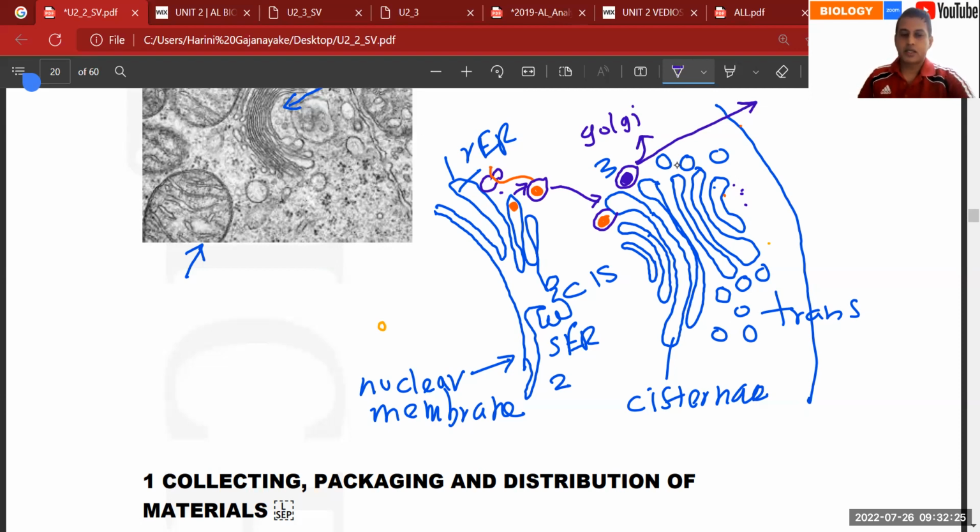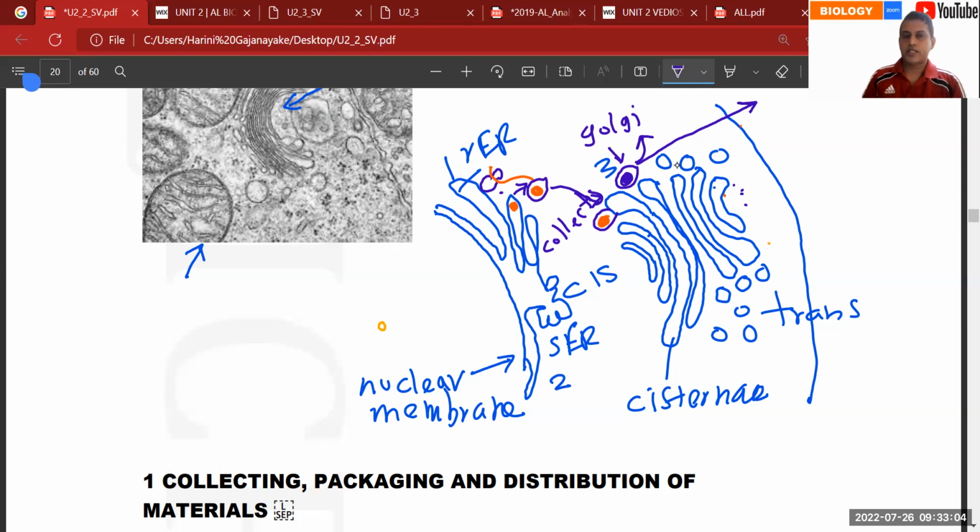Now, if you look at this function, collecting, packaging, and distribution of materials, this is the one written in the resource book. The function of Golgi is collecting, packaging, and distribution of materials. So you can write, it's the same thing. Here it's collecting, the collecting is this part, right? And here is the packaging, I don't have much space to write. Here is the distribution. The two arrows show the distribution. It can go out of the cells, or it can be used by the cells.